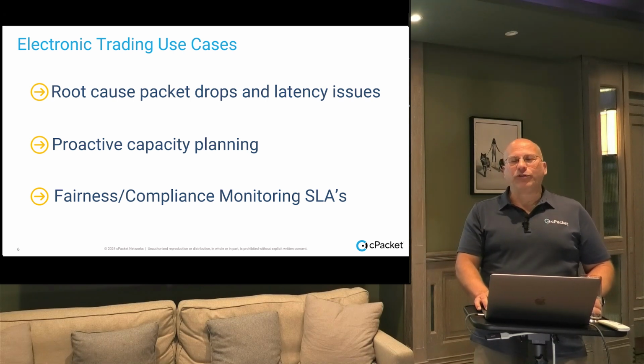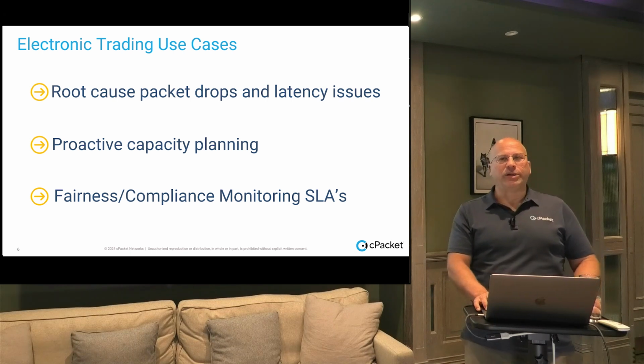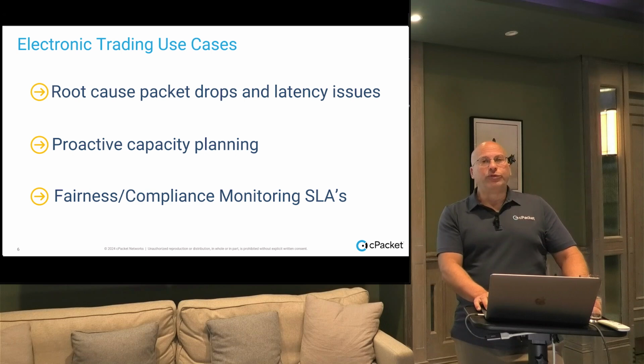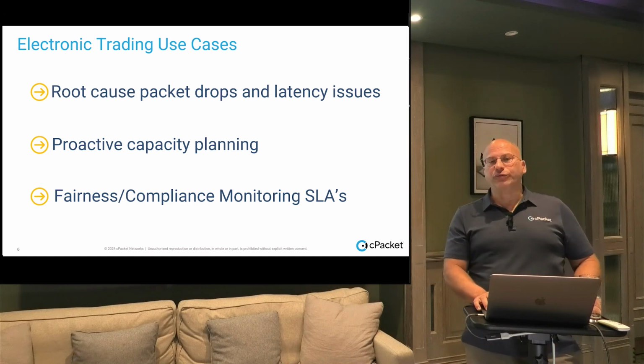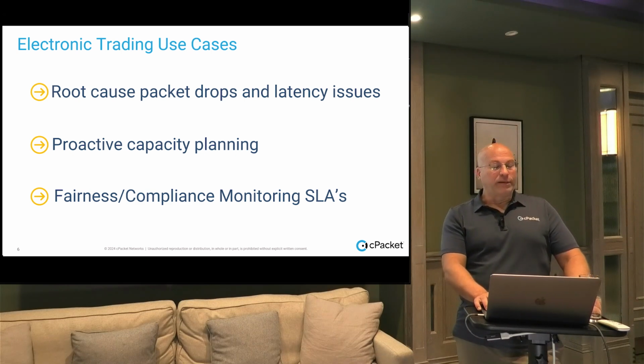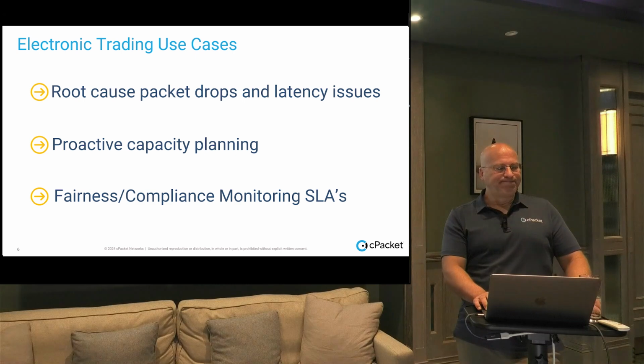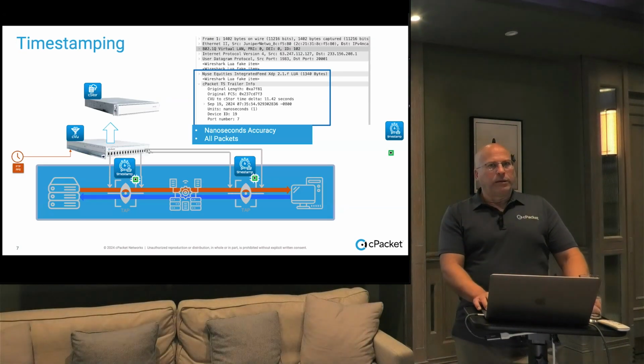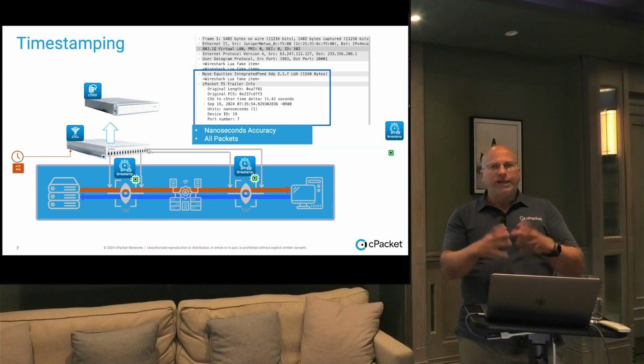So when we talk about fairness between exchange and alternate exchanges, you have to be able to prove that you provide fair treatment within nanoseconds many times. So the solution overall has multiple components.